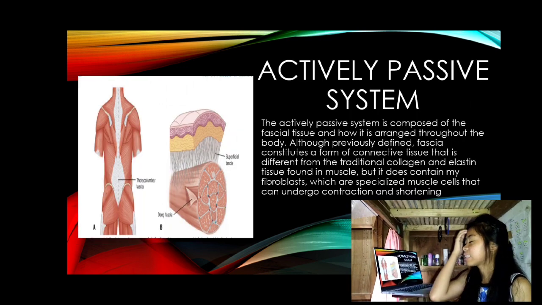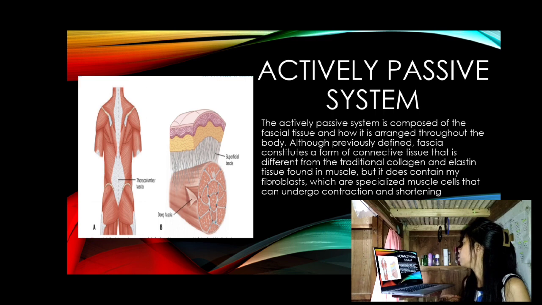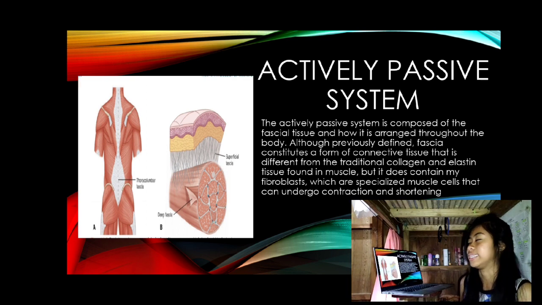Lastly is the actively passive system. The actively passive system is composed of the fascial tissue and how it is arranged throughout the body. Although previously defined, fascia constitutes a form of connective tissue that is different from the traditional collagen and elastin tissue found in muscle, but it does contain myofibroblasts, which are specialized muscle cells that can undergo contraction and shortening.